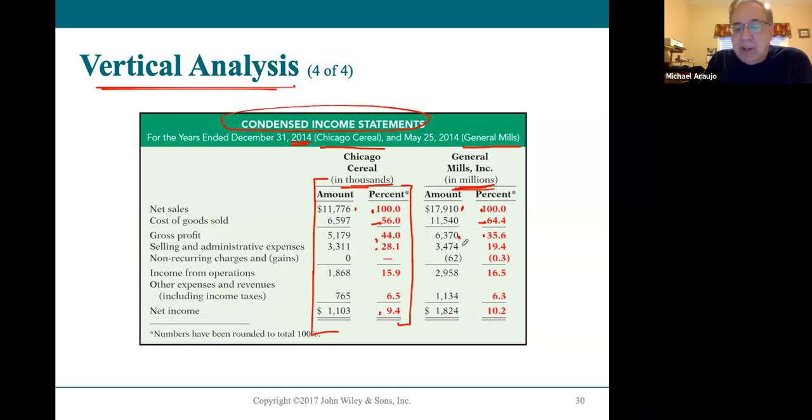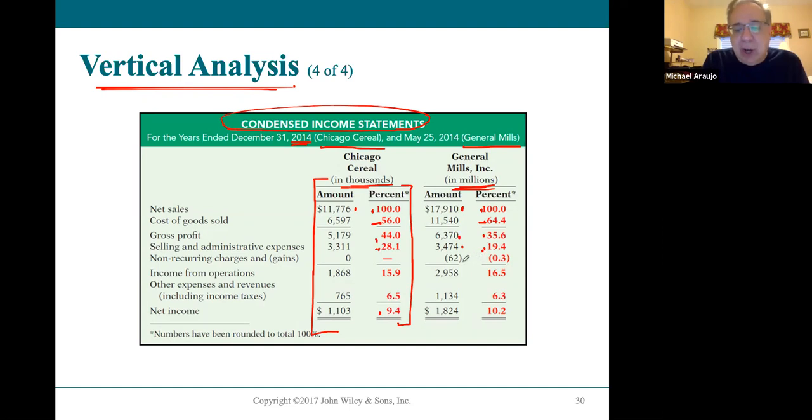All their selling and administrative expenses, 3,437 compared to 17,910, means that their operations only cost them 19.4% of their revenue dollar. Clearly, Chicago is smaller. It's sucking up a lot more of its operating expenses per dollar. Because General Mills is so large, it benefits from what we would call economies of scale, which means they might be able to control their costs a lot better because they're so large.